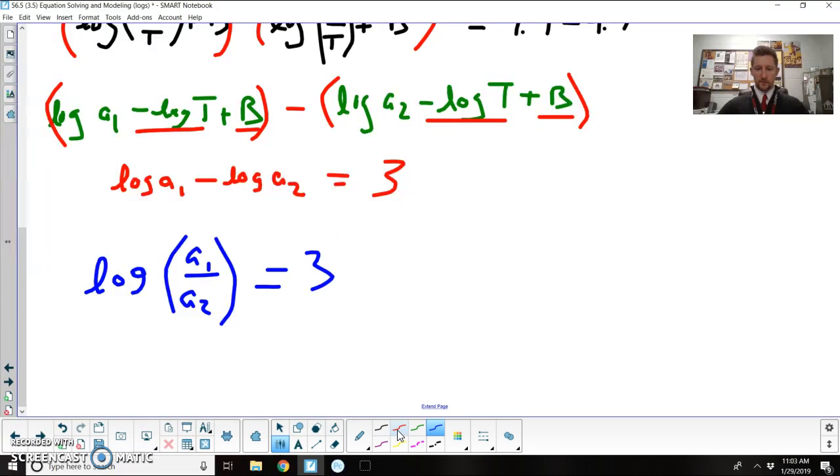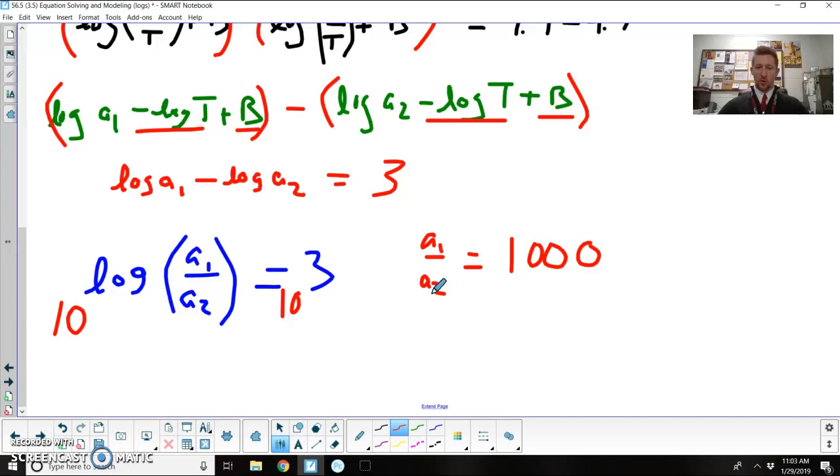I'm going to raise both sides to an exponent with a base of 10. 10 to the log of A1 over A2 equals 10 cubed. I do that because A1 over A2 is what I'd be left with when I take 10 raised to the common logarithm of that. So A1 over A2 equals 10 cubed. Well, 10 cubed is 1,000. So this is essentially our answer.